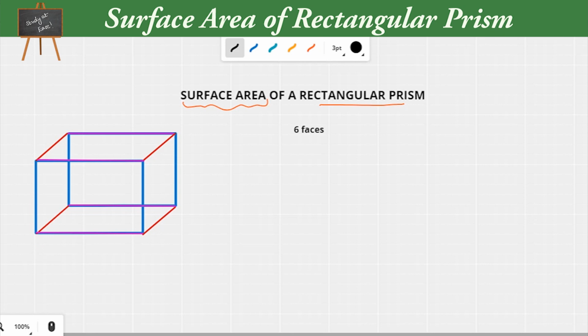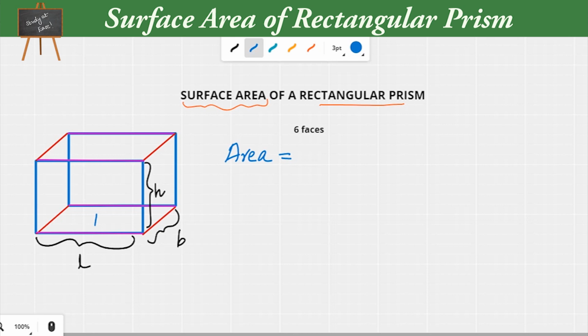Now, let's mark the different dimensions in this cuboid. The bottom line I've marked as length, which is denoted by L, the side by breadth, denoted by B, and the height, denoted by H. Now, let us see how to derive the formula for surface area.